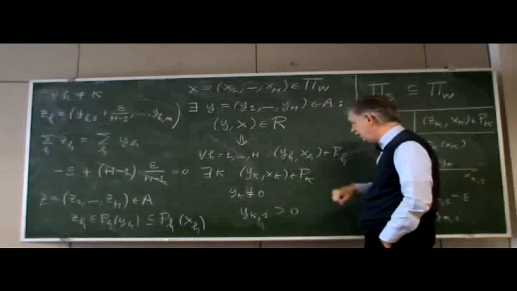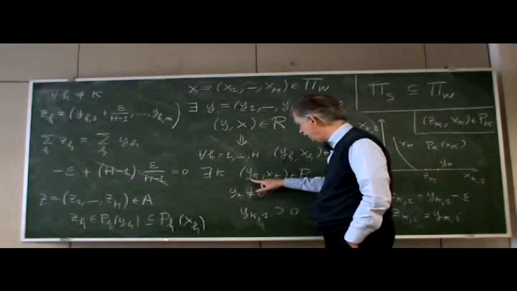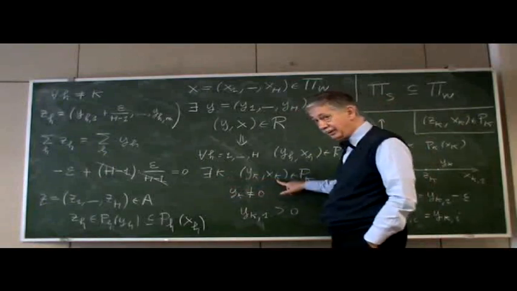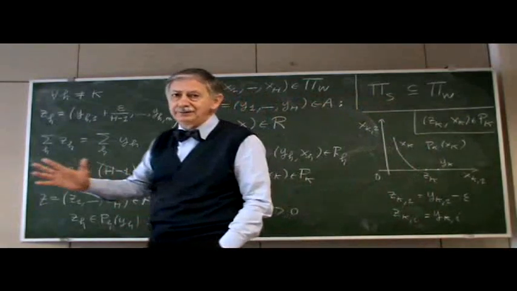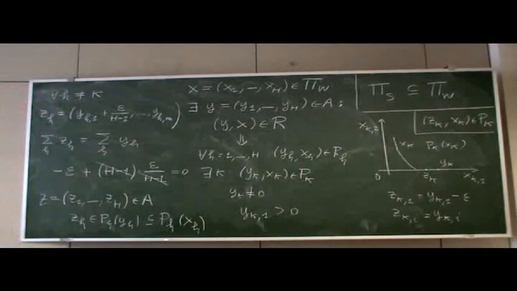preferred to xh, and there is at least one subject k such that yk is strongly preferred to xh. This is by definition, simply by definition. Now, let us begin to employ our assumptions.